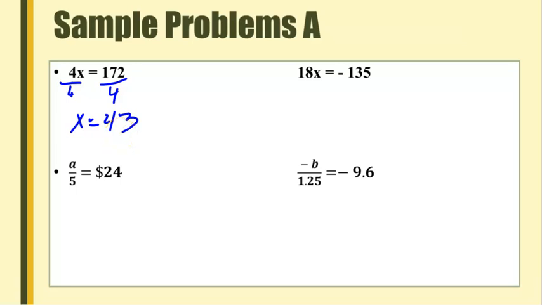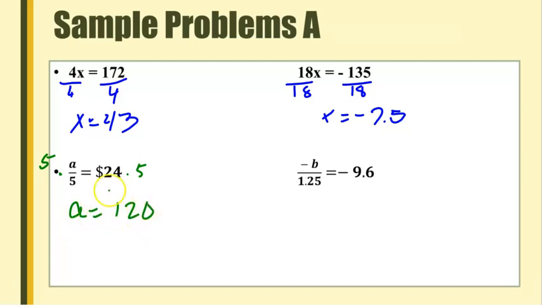Next, I have 18 times x equals negative 135. If I divide both sides by 18, I now have a negative 135 divided by 18. That's going to give us x equaling a negative 7.5. Next, here I have a divided by 5 equals 24. The opposite of dividing by 5 is multiplying by 5. So I multiply 24 times 5, and that's going to give us a equaling $120.